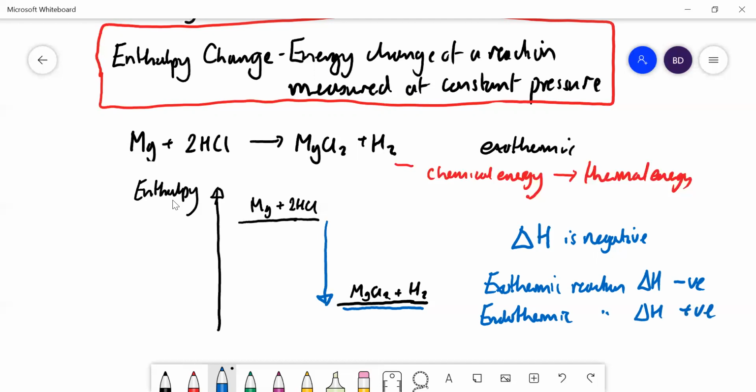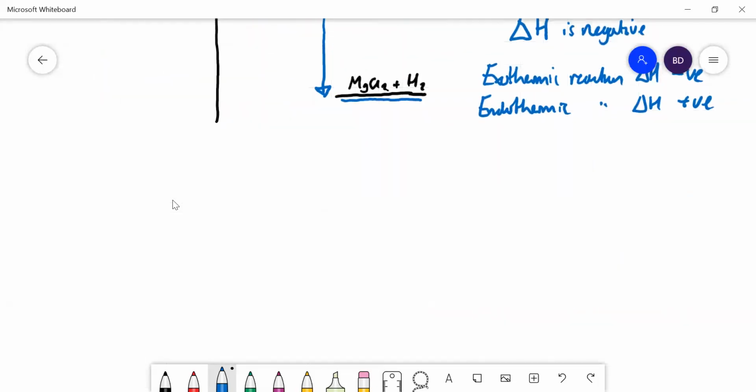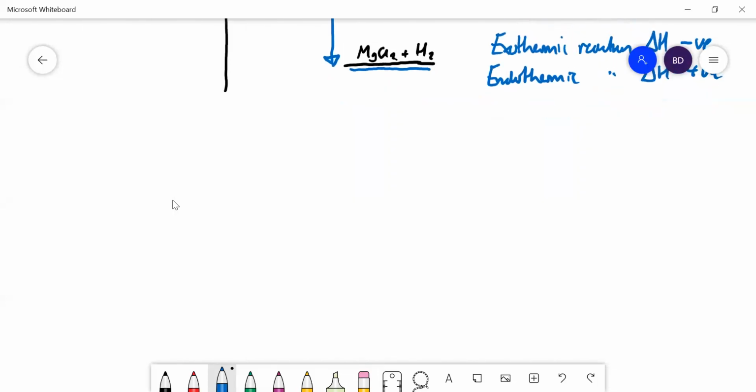So how do we go about measuring the enthalpy change of a reaction? Usually we do experiments called calorimetry. We do calorimetry experiments. Anything with calor in it is going to mean something to do with heat.